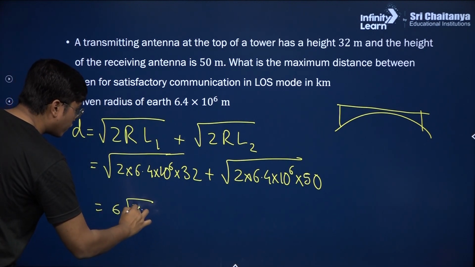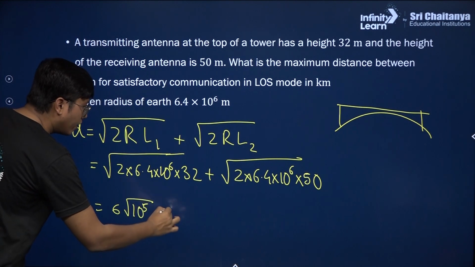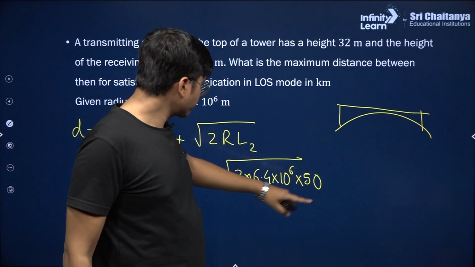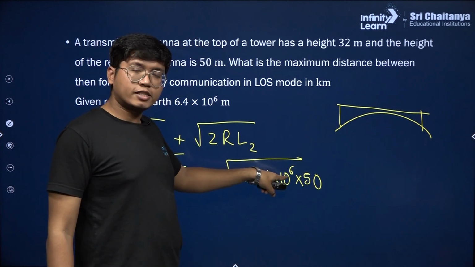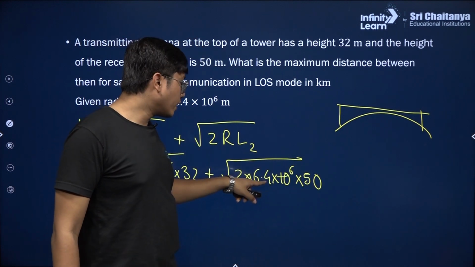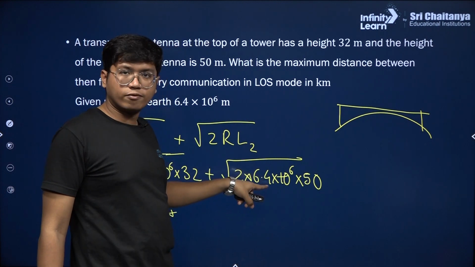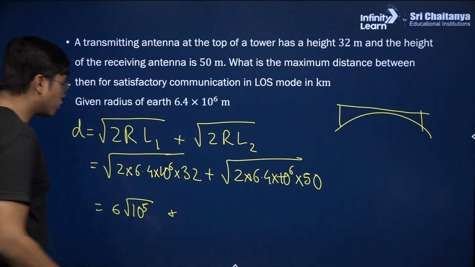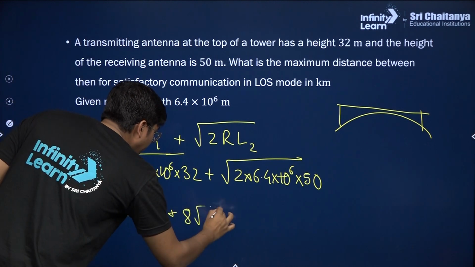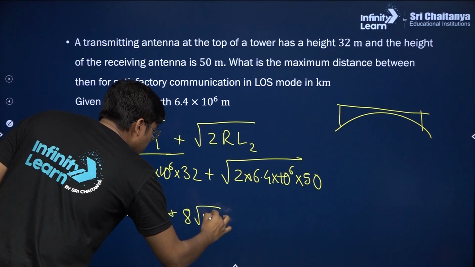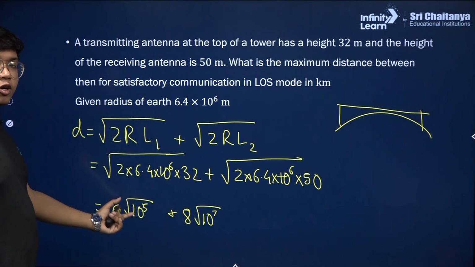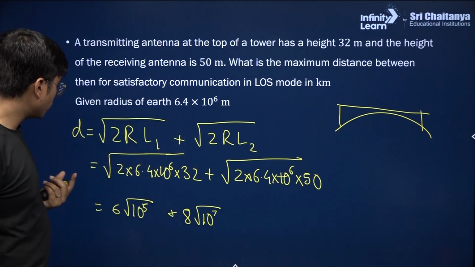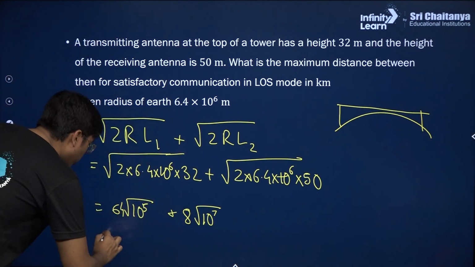64 into root over of 10 to the power 5. And on this side I will be having 2 into 50, that is 100. That makes 10 to the power 8. But I need to borrow 10 for my 6.4 to make it 64, so that 10 to the power 8 becomes 10 to the power 7. 64 coming out of the root becomes 8. 8 root over of 10 to the power 7, that is remaining. Again, from 10 to the power 5 you can extract out 10 to the power 4, which would come out as 10 to the power 2. My bad, this is 64.